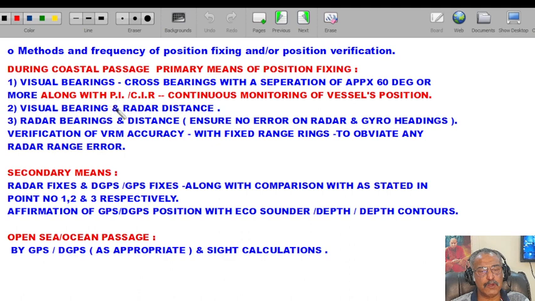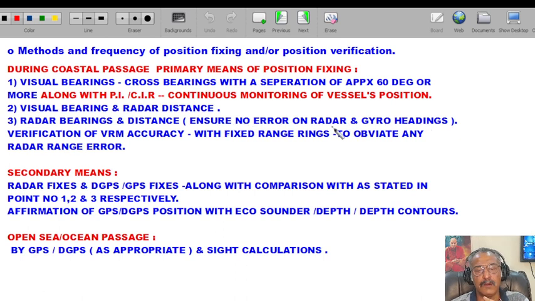Point number 2, visual bearing and radar distance. So we have checked visual bearing, radar distance. Visual bearings, we have taken 3-4 bearings or 3 bearings. We have plotted. Once we have plotted, we are also trying to assess whether your position shows online, and is it matching with your CIR or PI or not? That is the first method. Second is visual bearing and radar distance. Third is radar bearing and distance. Ensure no error in gyro heading.